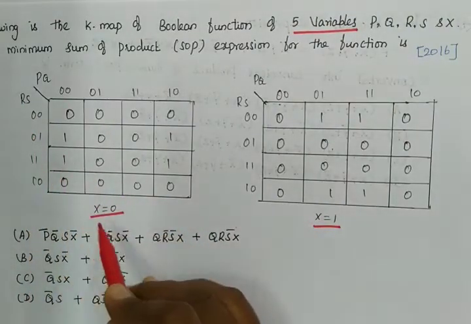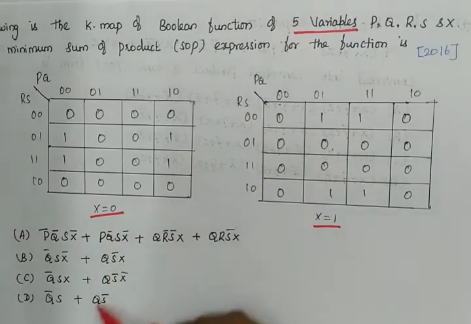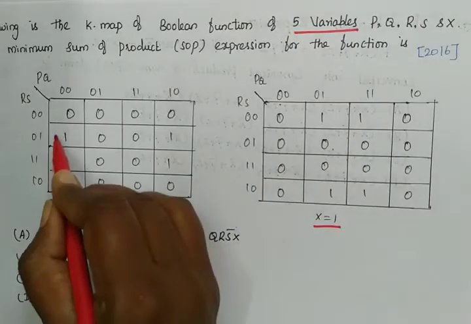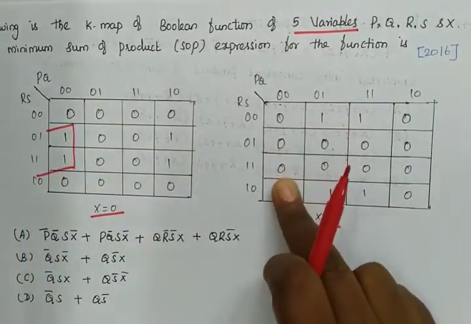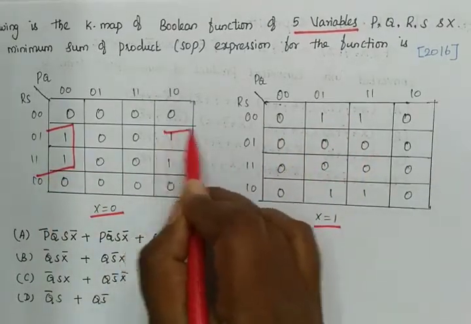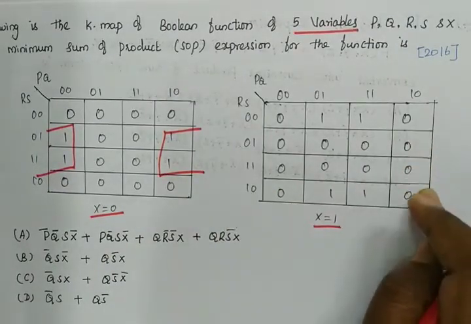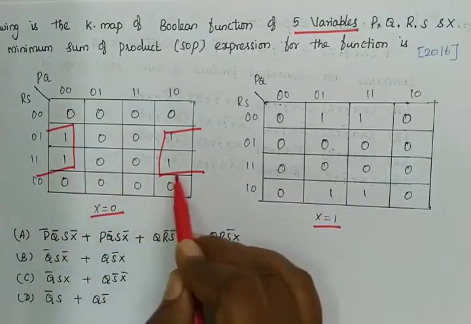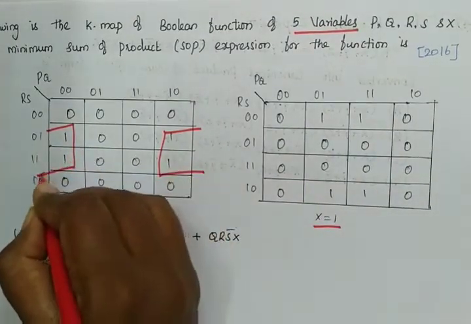So this K-map is for X equal to 0, and this K-map is for X equal to 1, and these are the options given for this problem. Now here we have 1 1 in the corner. If we have 1 1 here, then we can group these two. Likewise, here we have 1 1. In the same way, we could group here, but it is not possible because we have zeros here. Now what we have to do is group these two.